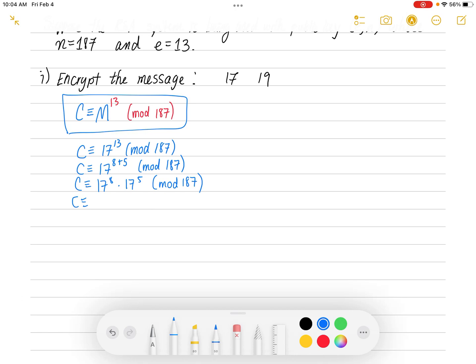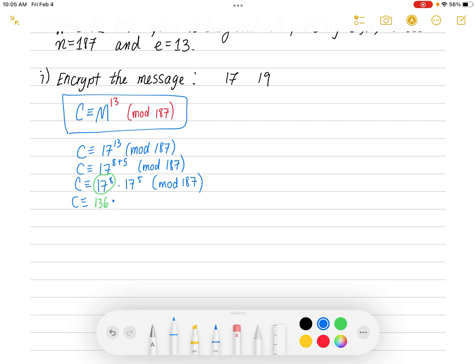Into my calculator, I'm going to take 17 to the 8th power, which is a really big number. It's like 6,975,757,441. I'm going to divide that by 187. I get a quotient of 373.03515. So I'm going to take 6,975,757,441 minus 187 times that quotient, 373.03515. You get a remainder of 136. So 17 to the 8th power looks like it's 136.